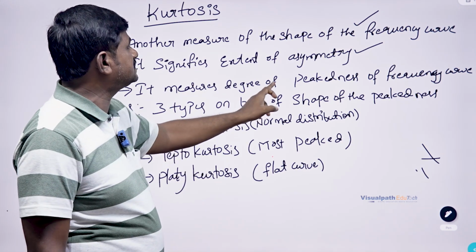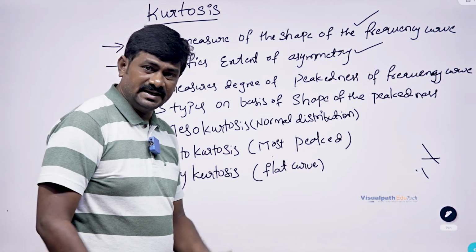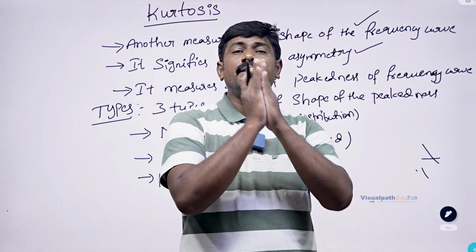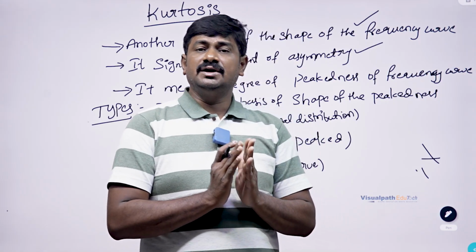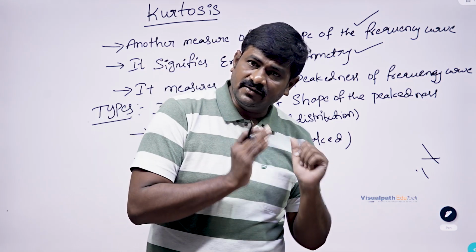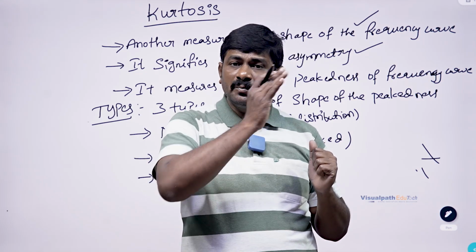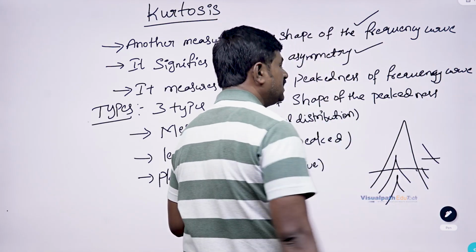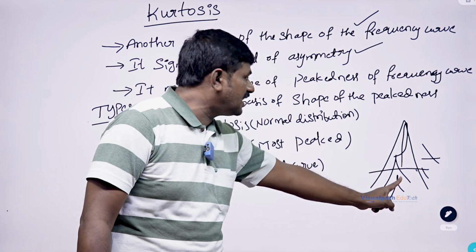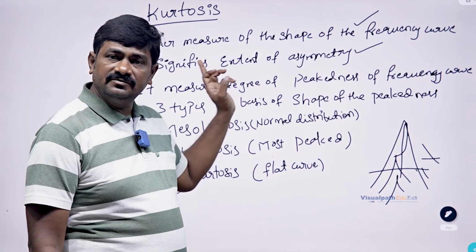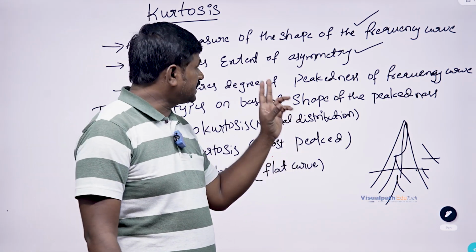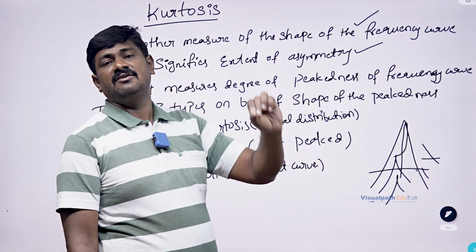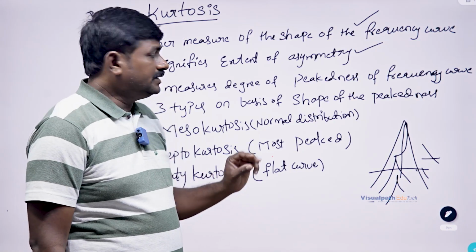Next, it measures the degree of peakedness of the frequency curve. It clearly measures how much the frequency curve is peaked, meaning what is the mode of that particular frequency curve. Whether it is a normal distribution or not, and if it is a normal distribution, how much it is peaked, like this or like this or like this. The peakedness of this curve we are going to identify with this kurtosis concept. So that is the purpose of measuring the frequency curve with the help of kurtosis.